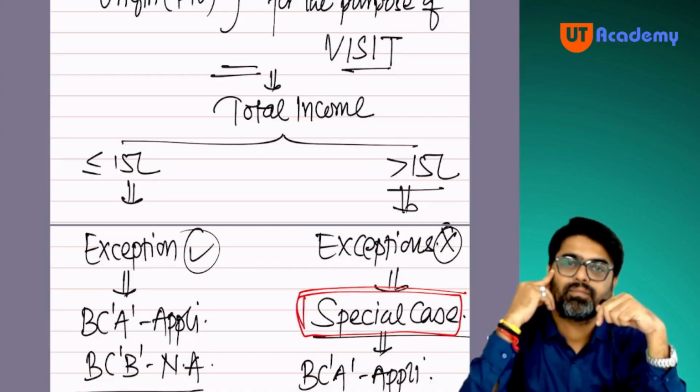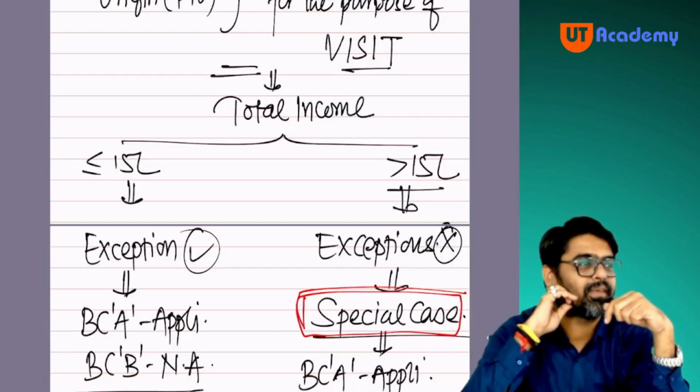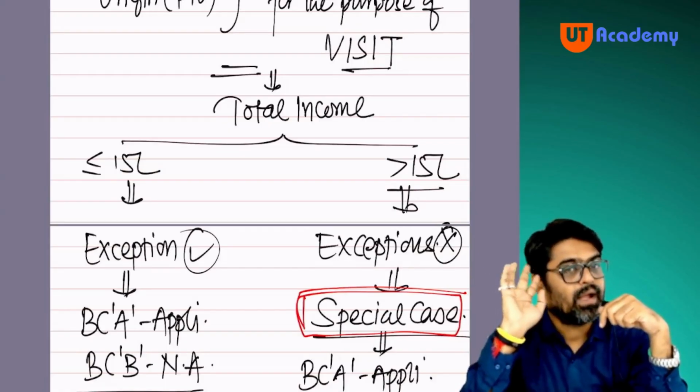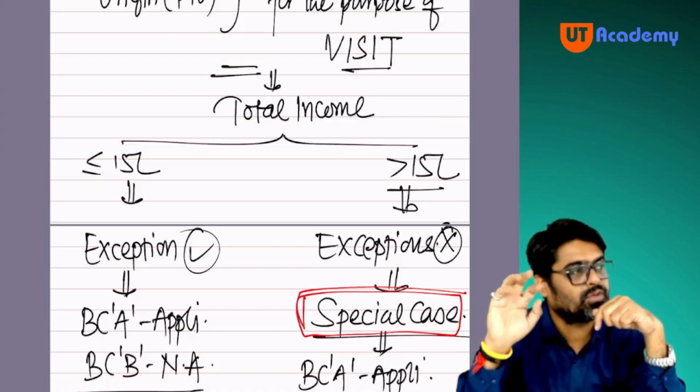A normal case is a case which is not a special case and not an exception. In a normal case, you check both A and B. And B is 60 days and 365 days. Will you remember this?